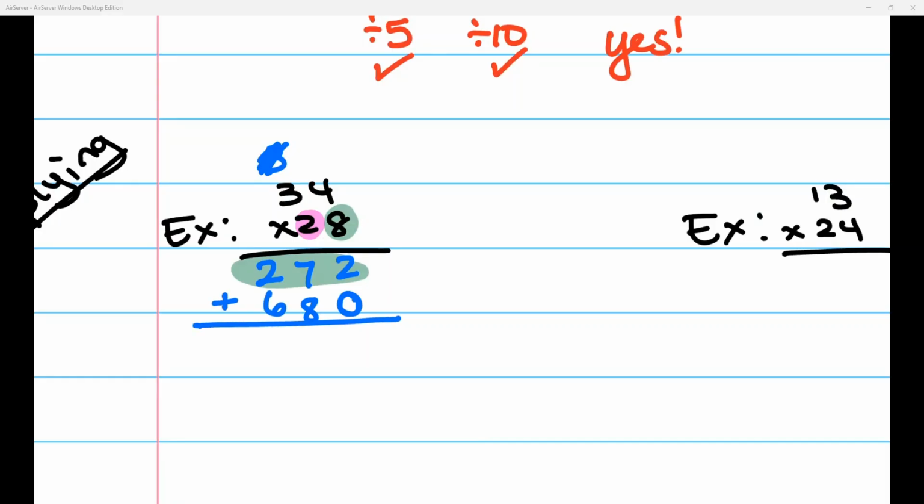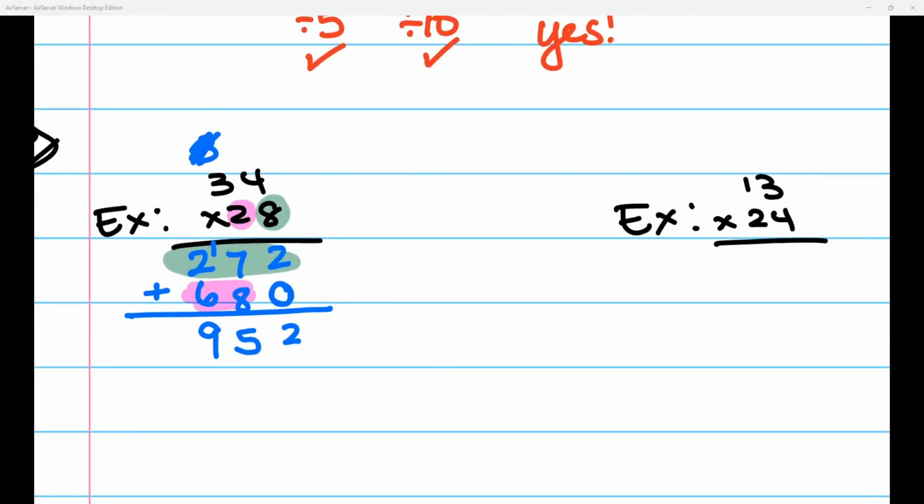I'm going to add these two numbers together. By the way, when I multiplied the 2's, I ended up with 68. So let me highlight that. Now I'm just going to add straight up and down. That's going to give me a 2. 7 plus 8 is 15. I bring over the 1. 2 plus 1 is 3 plus 6 gives me 9. And we get an answer of 952.